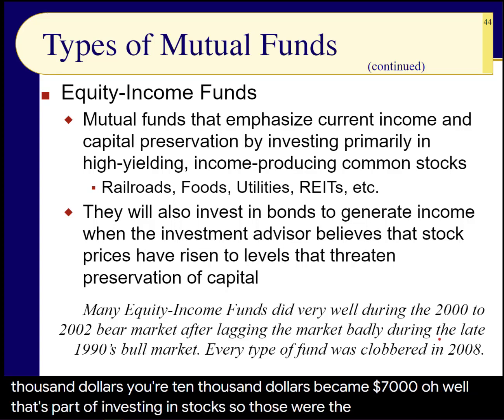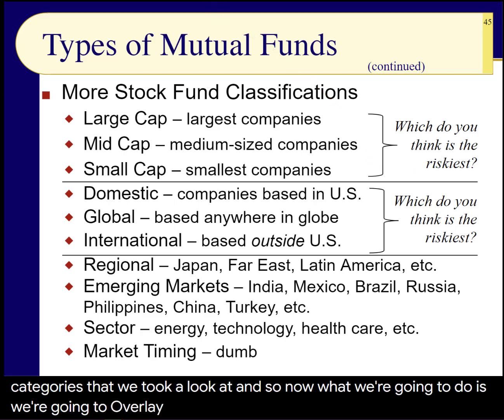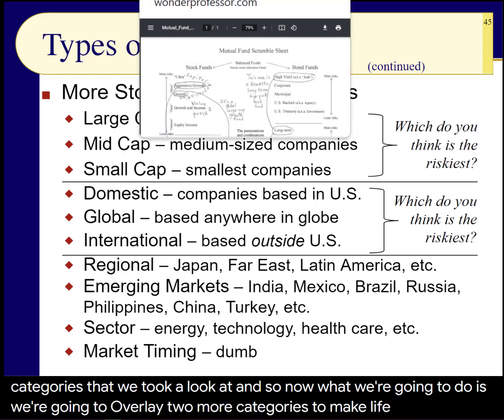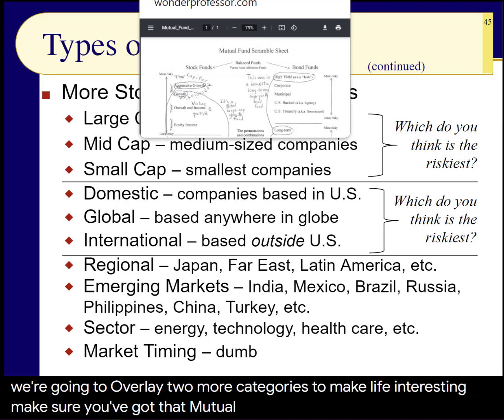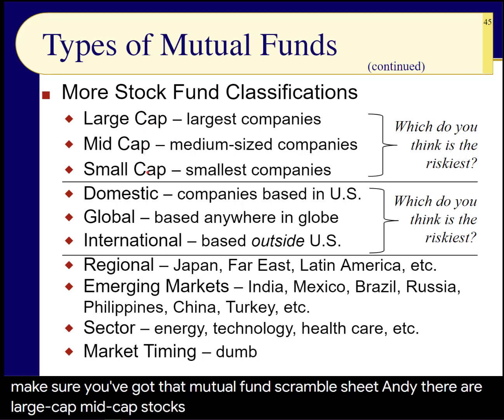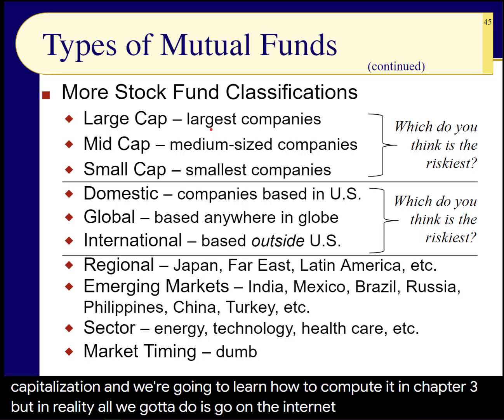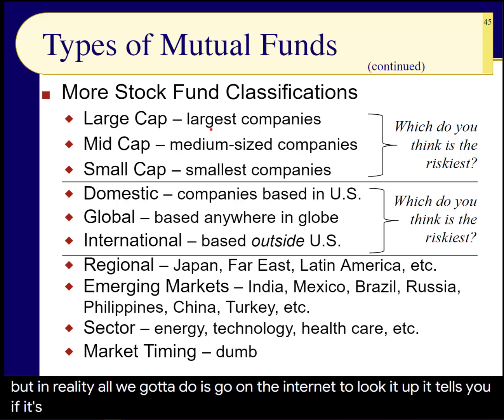So those were the first categories that we took a look at. And so now what we're going to do is we're going to overlay 2 more categories to make life interesting. Make sure you've got that mutual fund scramble sheet handy. There are large cap, mid cap, small cap stocks. Now, what's this? It stands for capitalization, and we're going to learn how to compute it in Chapter 3, but in reality, all we got to do is go on the internet and look it up. It tells you if it's a mama bear, a papa bear, or a baby bear.